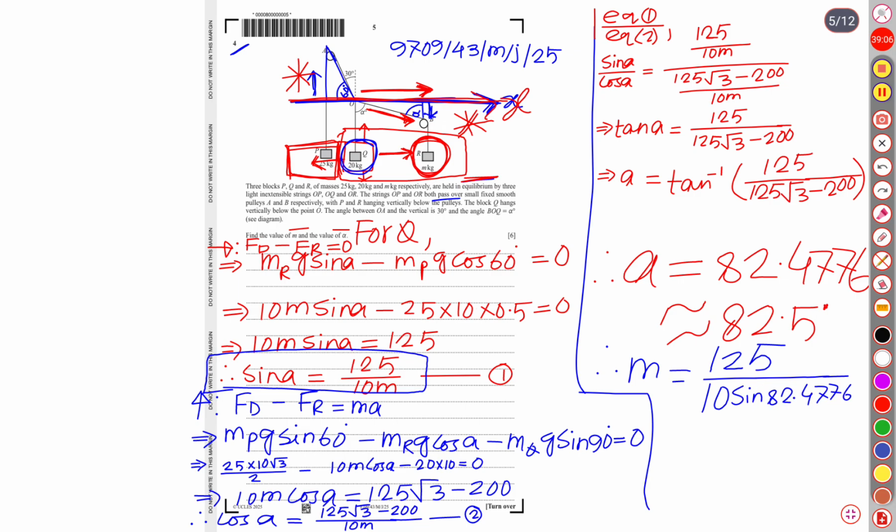Hence we get the mass of block R is 125 over 10 sine 82.4776, equal to 12.6. If we round it up to three significant figures, it is 12.6. That is our final answer.